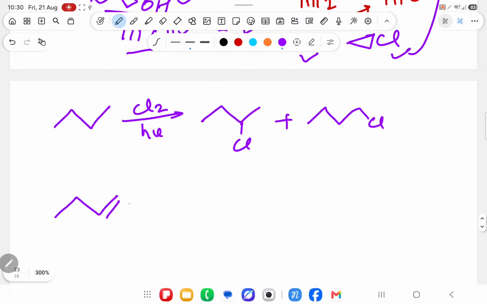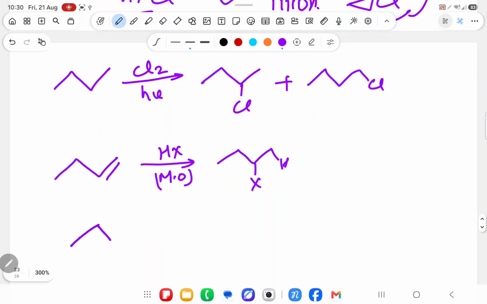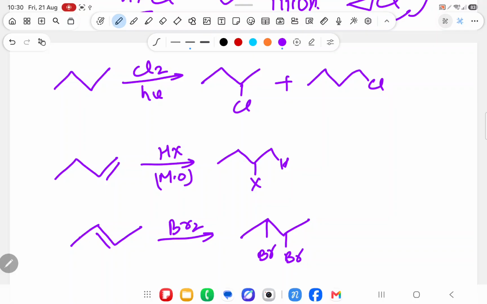Suppose R-CH=CH-CH3 reacts with HX. It will follow Markovnikov's rule: the carbon with more hydrogens gets the hydrogen, and the one with fewer gets X. I have done this in detail. Over here, with Br2, what will happen? Vicinal dibromo product will come, Br and Br, like you have seen in hydrocarbons. I am not going to take more examples.